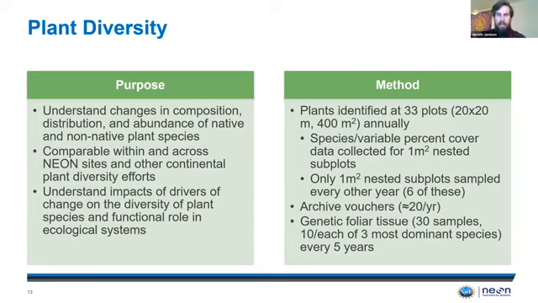Our sampling effort alternates year to year, where we sample just the 1 square meter nested subplots one year, and then the full plot the subsequent year. There are 6 of those 1 square meter nested subplots. We also collect archive vouchers, approximately 20 per year, which in future years will be replicates of the more common species. And we also collect genetic foliar tissue of our 3 most dominant species every 5 years.